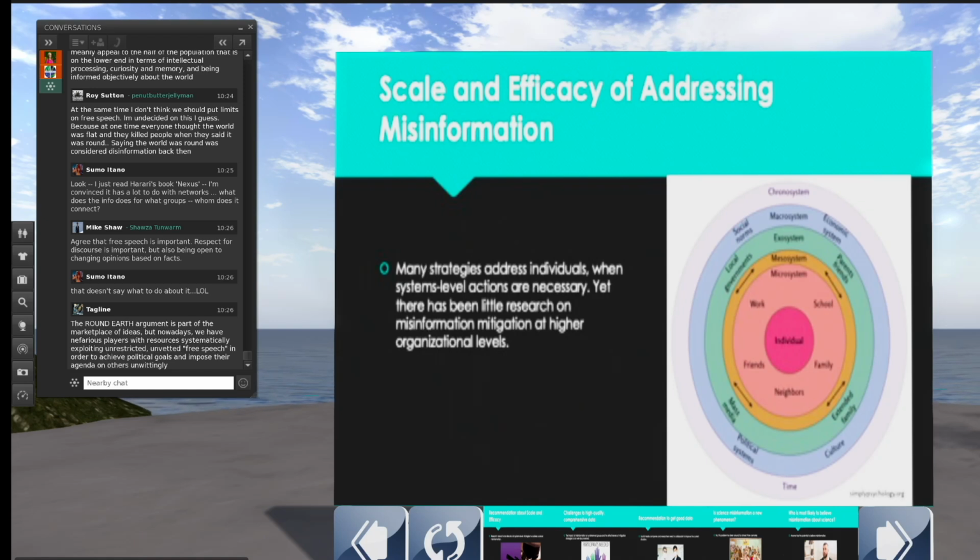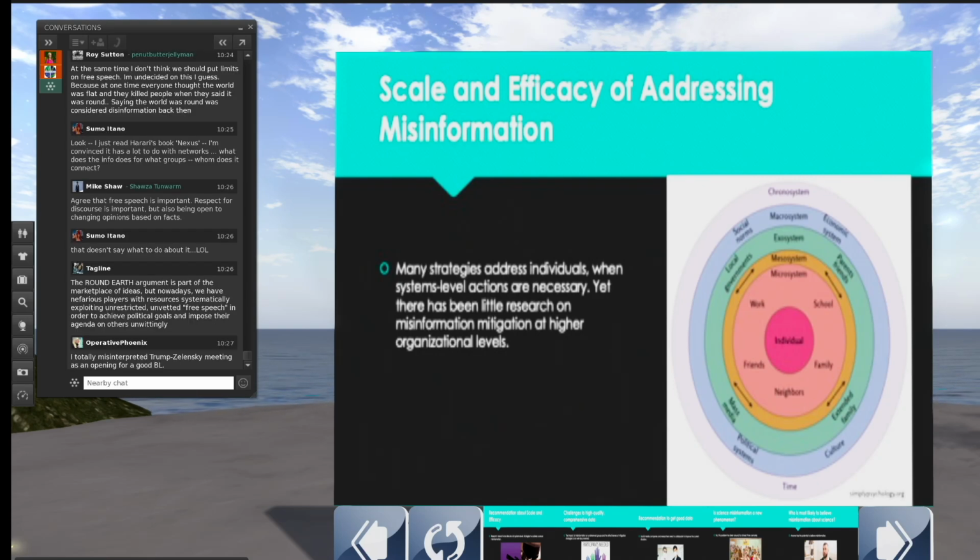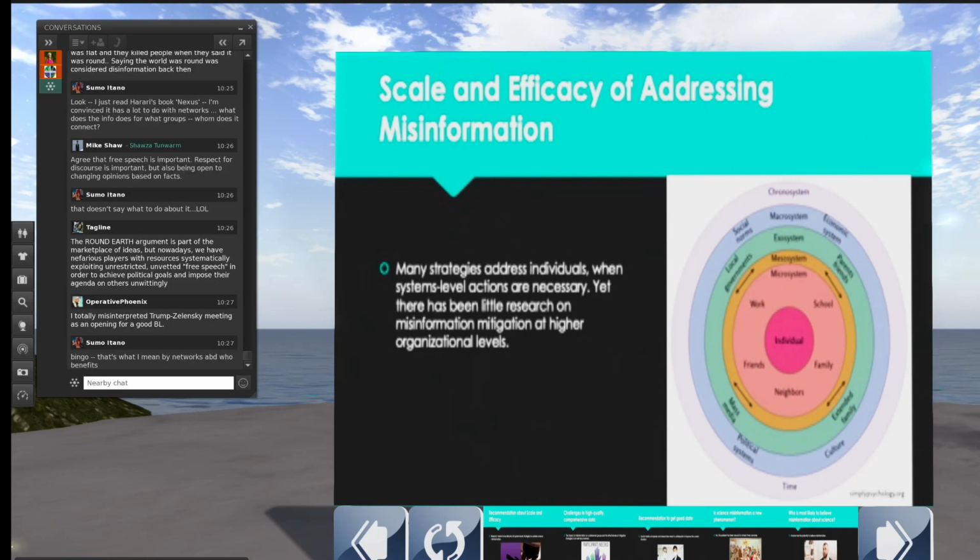Tagline says the round earth argument is part of the marketplace of ideas, but nowadays we have nefarious players with resources systematically exploiting unrestricted, unvetted, quote-unquote free speech in order to achieve political goals and impose their agenda on others unwittingly. Unwittingly on the part of the others, not the imposers, I'm assuming you mean. And Sumo's agreeing.